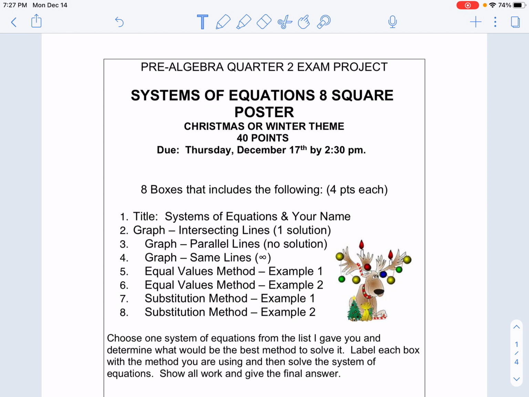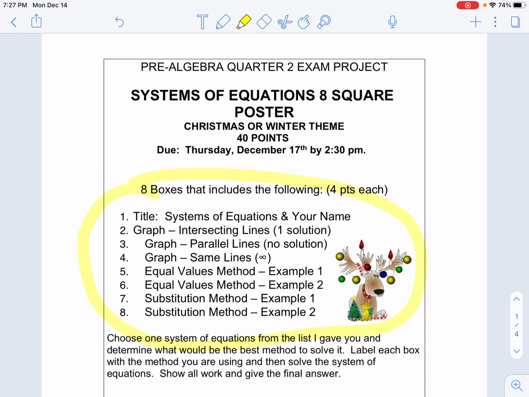This is a Christmas or winter theme this time, so bring out your good decoration skills and use a Christmas or winter theme. It is worth 40 points, and it's due by Thursday at the end of school day, 2:30. Okay? You will have 8 boxes, 4 on the front, 4 on the back, or 4 on each of 2 separate pieces of paper. Here is the information that needs to take place in each of those boxes, okay?